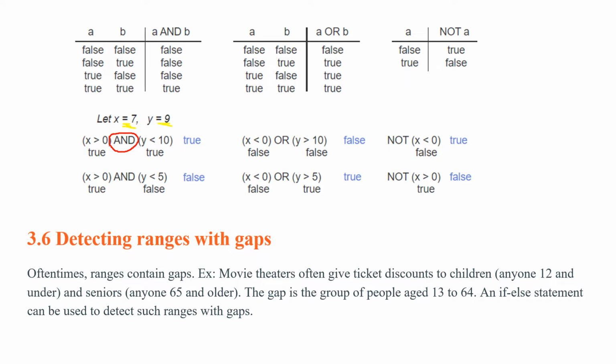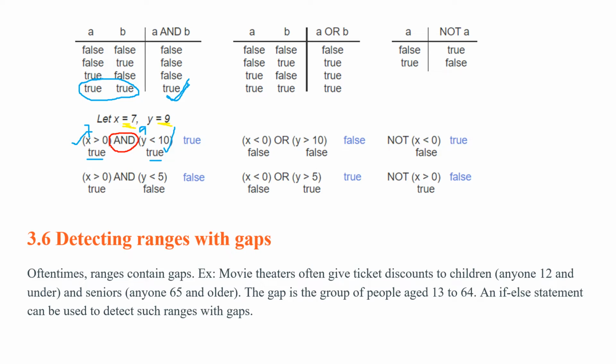Now we are passing these two values to the condition x greater than 0. 7 greater than 0 is true. y less than 10, that is 9 less than 10, is true. So since both the conditions are true, looking here for the AND, it executes, since it's true overall.